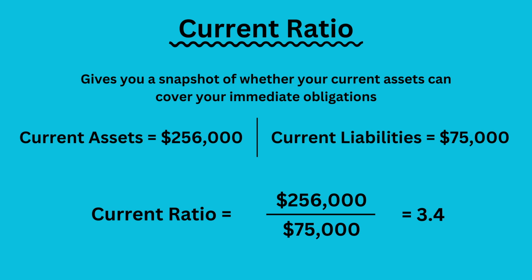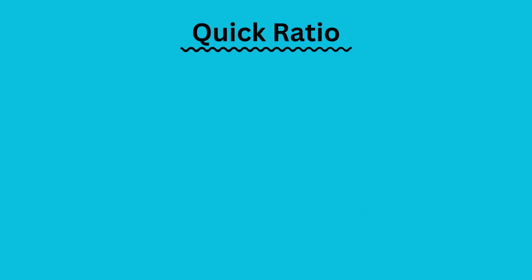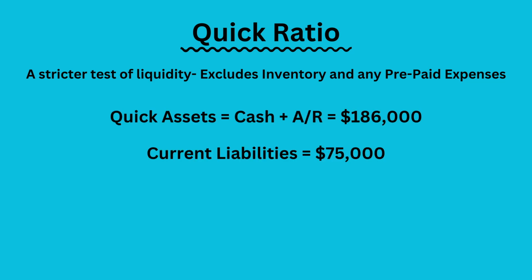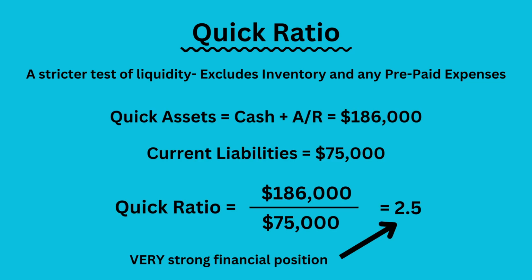But sometimes inventory isn't as liquid as cash or receivables, meaning that it takes longer to convert into cash. That's where the quick ratio comes in. It excludes inventory and prepaid expenses, offering a stricter test of liquidity. Because it excludes these two current assets, it is always lower than the current ratio. Pete's Coffee Shop has quick assets of $186,000, translating to a quick ratio of 2.5. This is a very strong cash position, and the owner should consider investment of some of this excess.